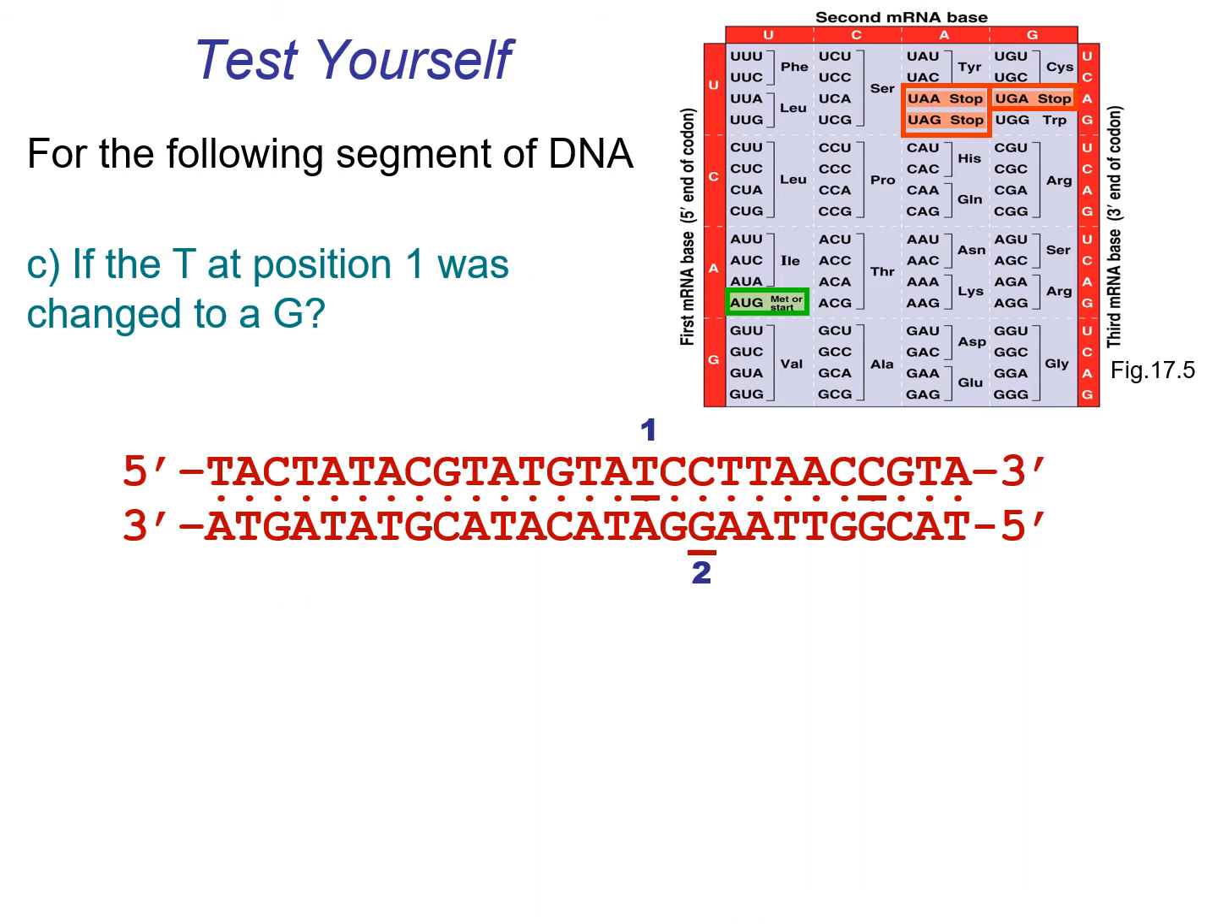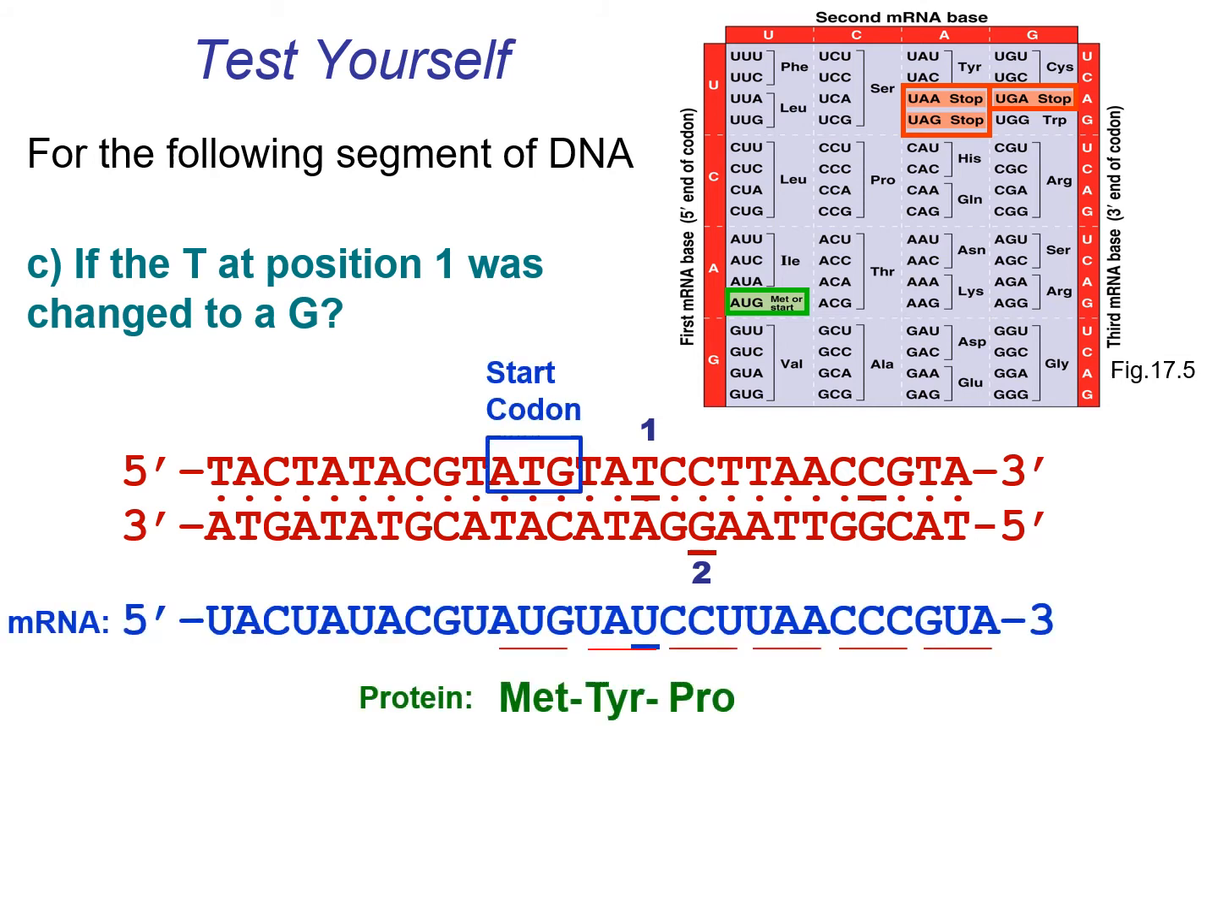Okay, Part C. What if the T at position 1 was changed to a G? Okay, so there's my messenger RNA and my amino acid sequence. I'm looking at codon number 2. And what does the question say again? What if the T is changed to a G?